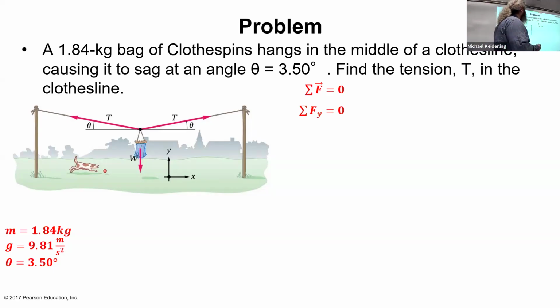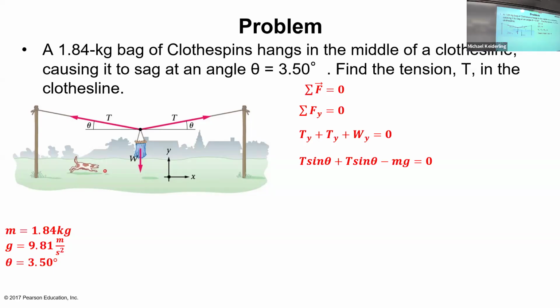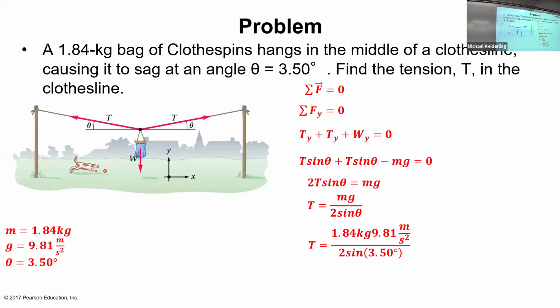The forces in the y direction are tension y plus tension y plus weight y equals 0. That's T sine theta plus T sine theta minus mg equals 0. So 2T sine theta equals mg. So T equals mg over 2 sine theta. So 1.84 kilograms times 9.81 meters per second squared over 2 times the sine of 3.5 degrees comes out to 148 newtons.